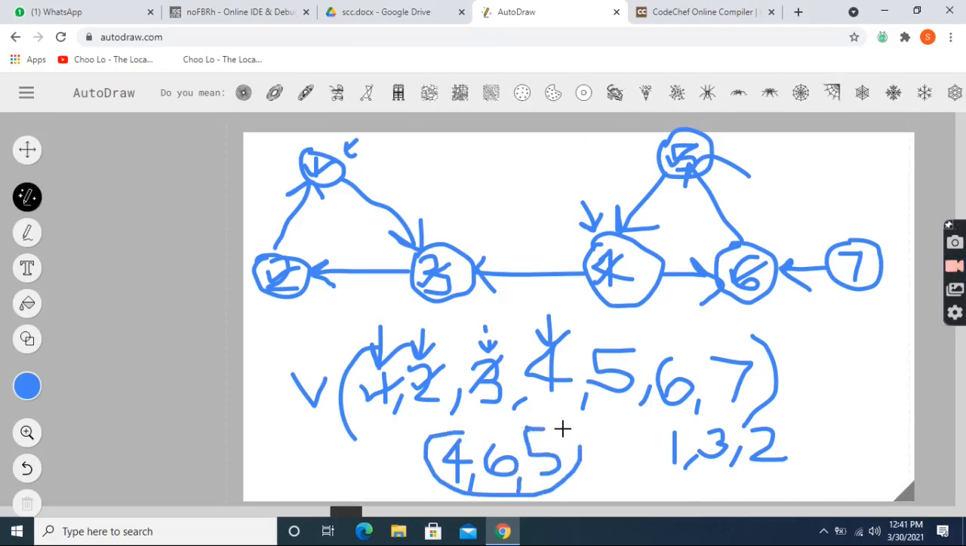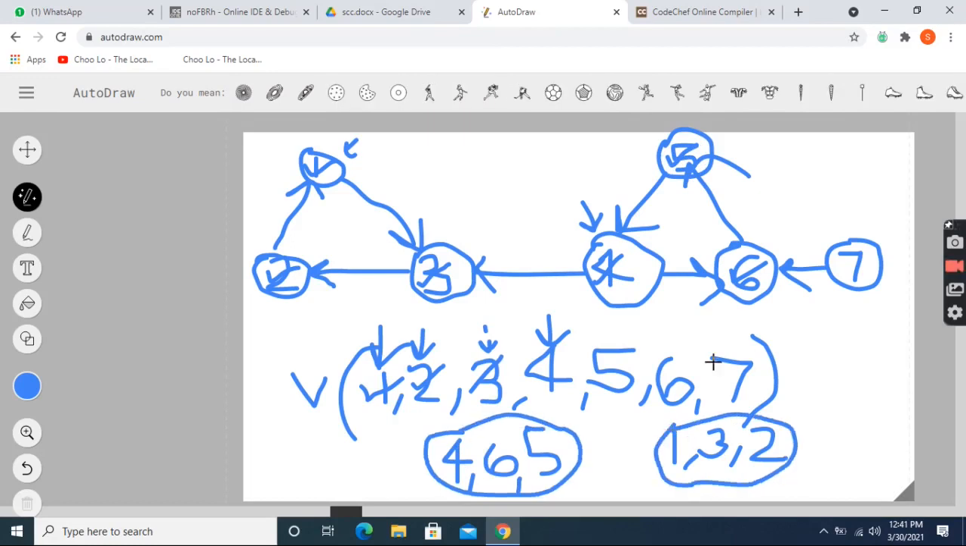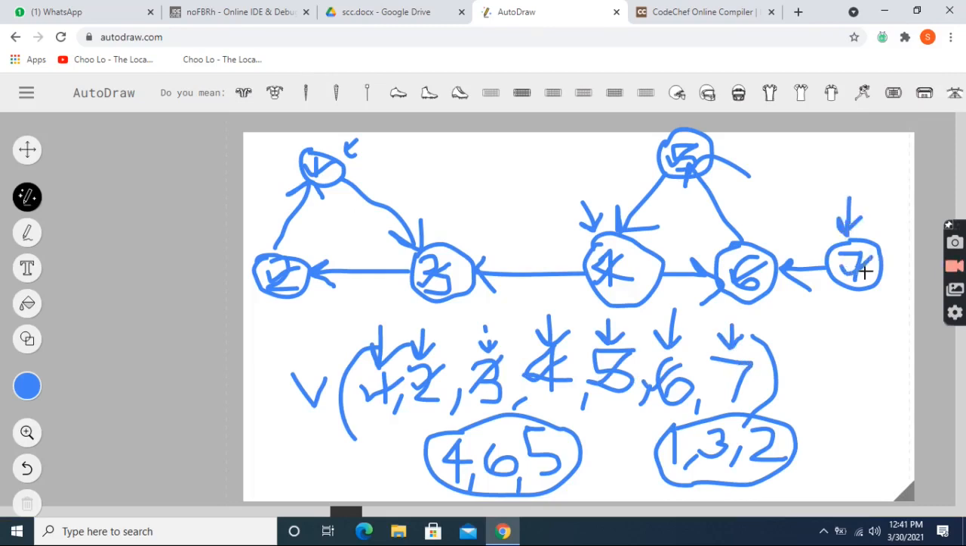So this is one strongly connected component, this is another strongly connected component, and now we come back to the vector. 4 is done, we move to 5, but 5 is also visited, so we move towards 6. 6 is also already visited, so we move towards the last vertex, which is vertex number 7. 7 is unvisited, so I start my DFS from vertex number 7. I mark it as visited, and now there are no more children left for 7, so I just have this strongly connected component as the individual vertex number 7.